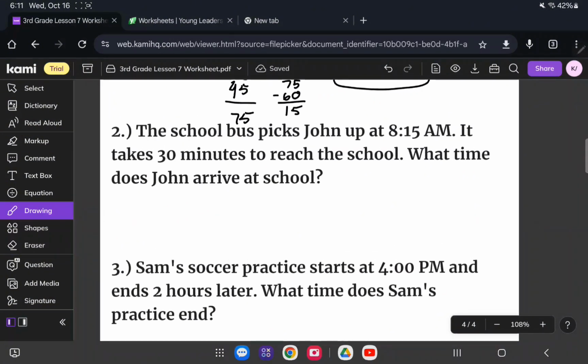The school bus picks up John at 8:15 a.m. It takes 30 minutes to reach school. What time does John arrive at school? So we have 8:15, and then we just add 30 minutes to it. So that would be 5, 4. So John will be at school at 8:45 a.m.